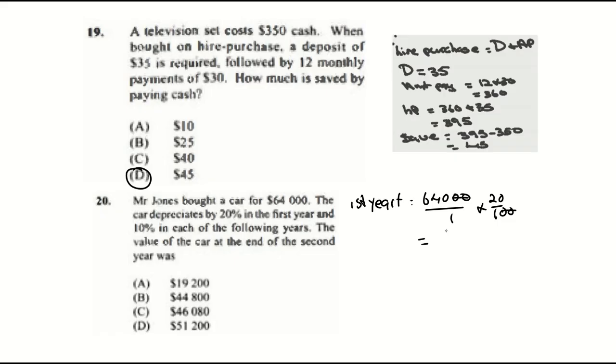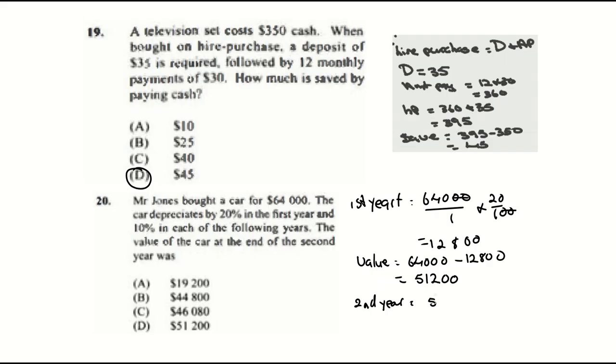So this would be, what is all of this? This would have been, you add 2 zeros, 6, 4 twos are 8, 6 fours are 12. This would have been how much it depreciated by. So the value after the first year would have been 64,000 subtract 12,800, which is 51,200.